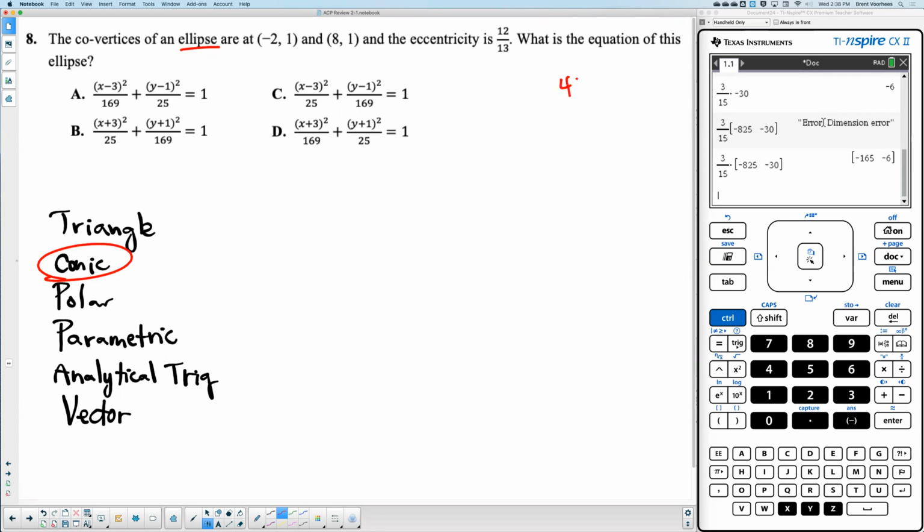Students only got this right 41%. That means 2 out of 5 students got this right. 3 out of 5 got it wrong. So if you look around the room, most people got this one wrong. And it comes down to vocabulary issues.